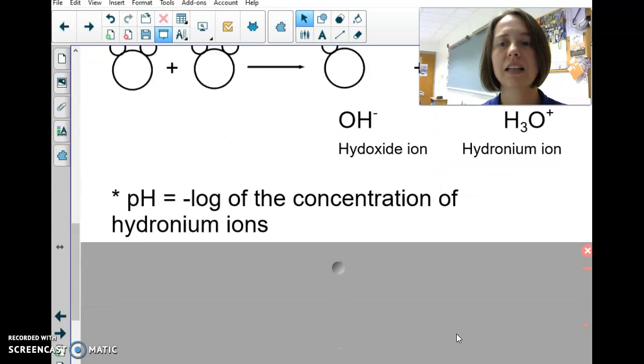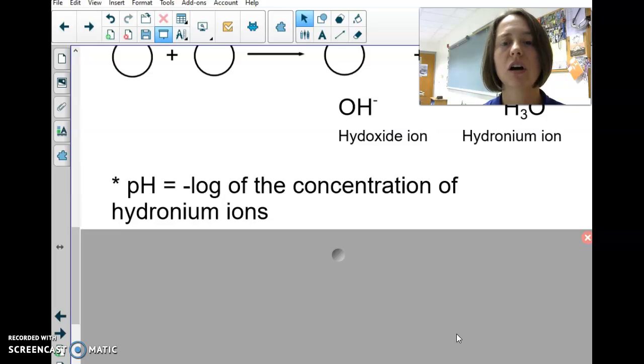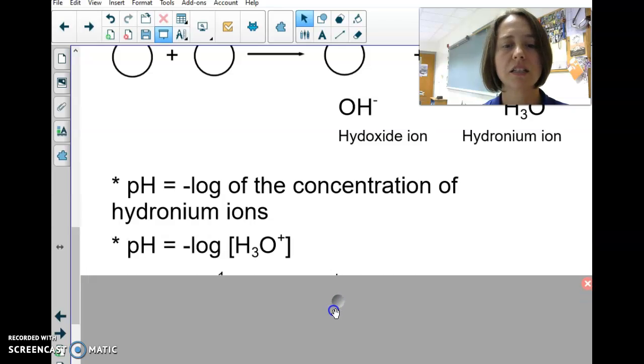So technically pH is the negative log of the concentration of hydronium ions. So please write that down, and then let's talk about what that is. So why don't you write down the formula, and then we'll talk about what it is. So pH equals negative log, and then brackets, hydronium ion, bracket.